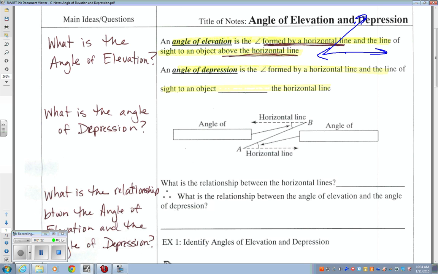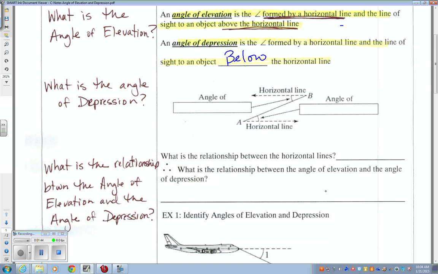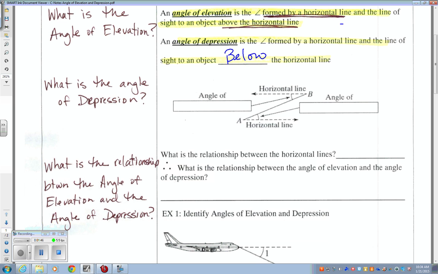So angle of depression is formed by a horizontal line and the line of sight of an object below the horizontal line. Elevation is above the horizontal line. Depression is below the horizontal line. All right. So the first skill that you have to make sure you know is to identify the correct angle. Make sure you can decipher between an angle of elevation or an angle of depression.